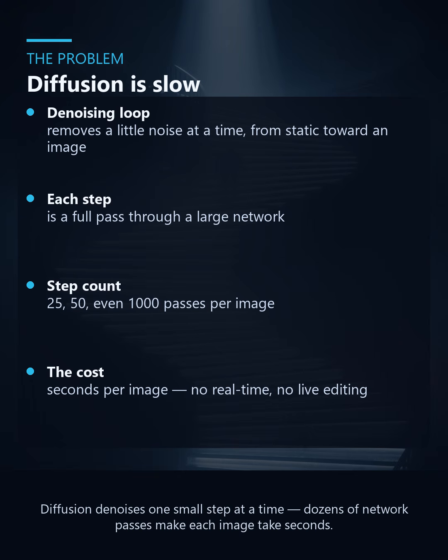A diffusion model learns to remove a little noise at a time. Starting from random static, it nudges the image towards something real, then repeats, again and again. Each step is one full pass through a large neural network. 25, 50, even 1,000 passes might be needed. The results are gorgeous, but generating one image can take many seconds, which rules out anything real-time.